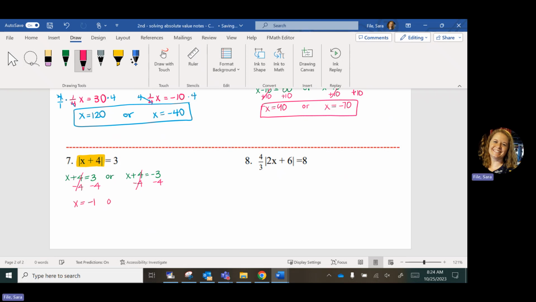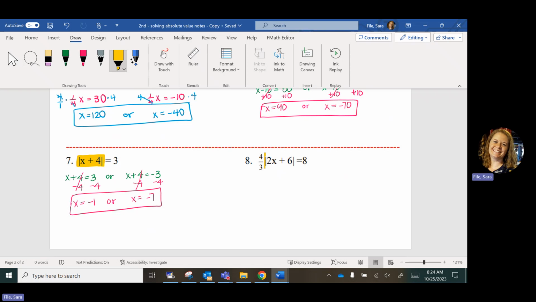So I get -1 or -7. And you can check those in Desmos, or you can check them by plugging them in and working it out. All right, number 8 is a little more complicated.